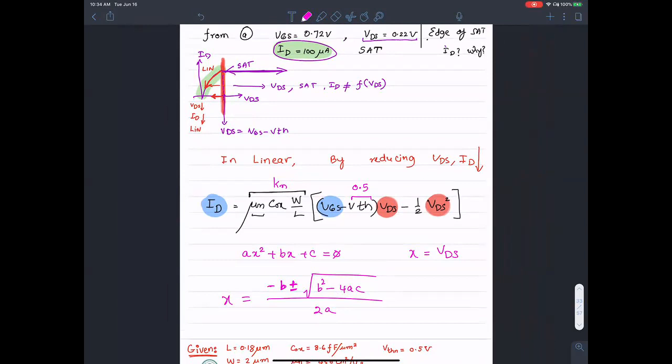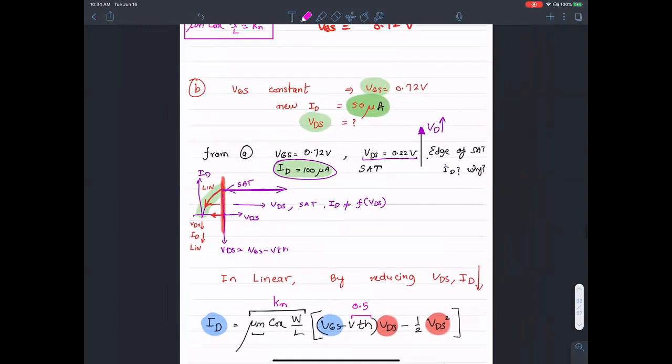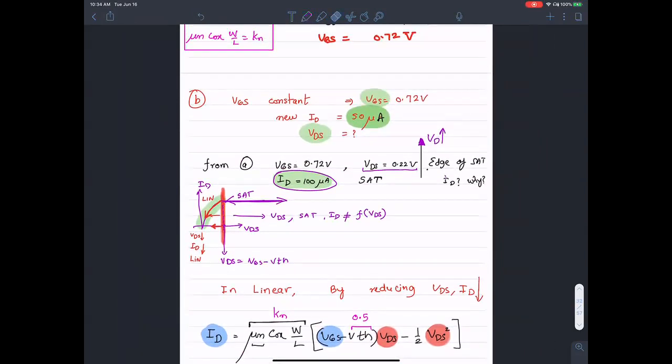So the key to solving B is really based on noting the drain currents. The drain current initially we started out to be 100 microamperes in problem A. That was given. And we were operating at the edge of the saturation region already. If we enter the saturation region, VD becomes ineffective. It does not change ID.